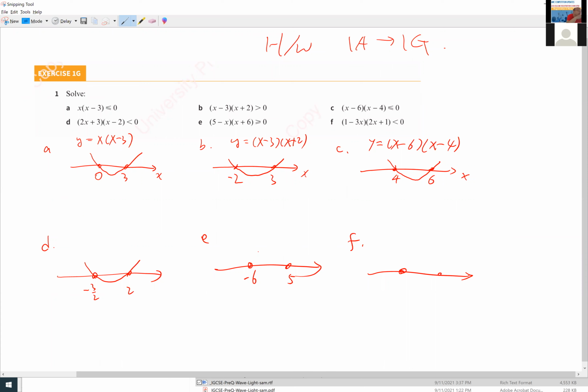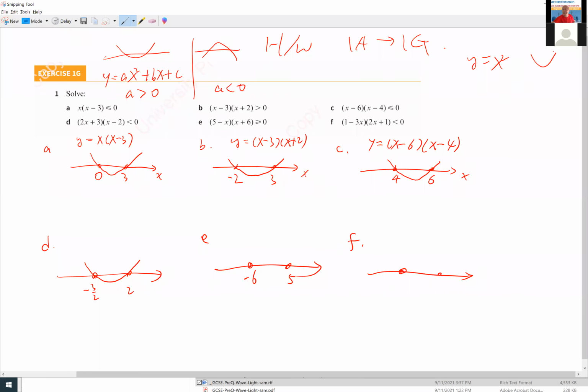Why I ask? Because you need to determine the parabola. We got two types, could be here, could be here. For E, Emily, is it the normal way or the inverted one? Oh, let's check. This is ax squared plus bx plus c. If a is bigger than zero, if a is less than zero.